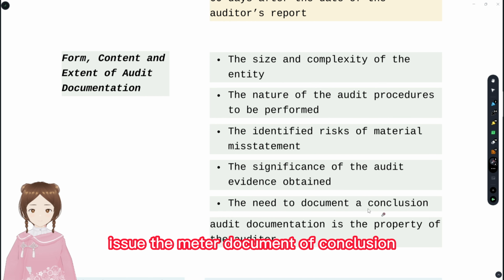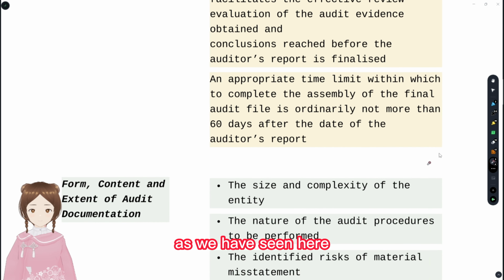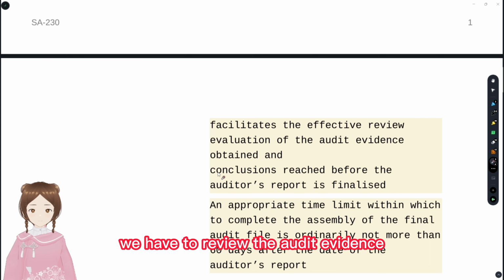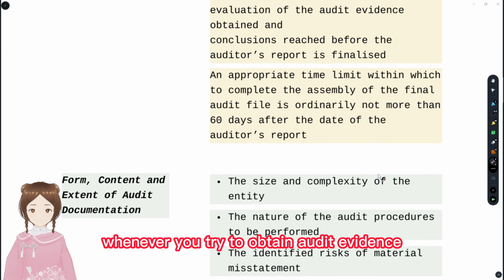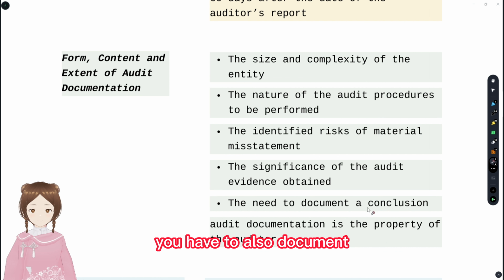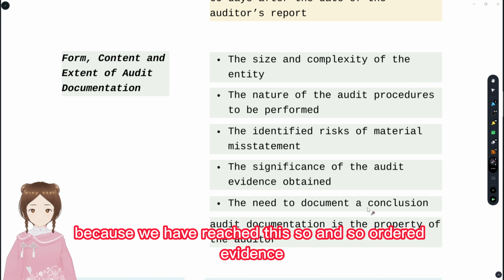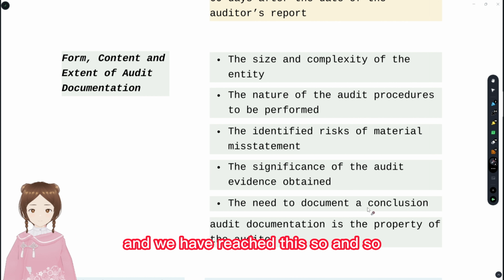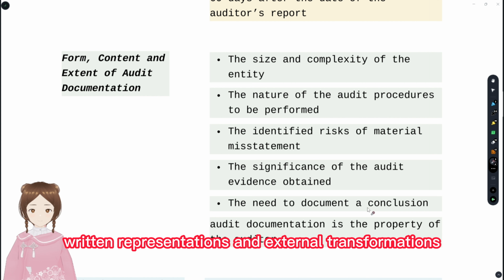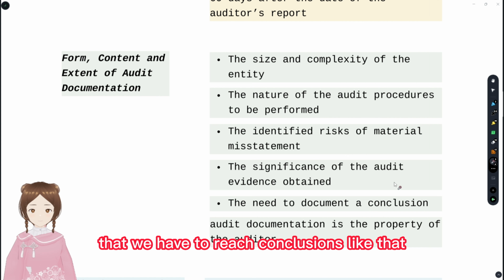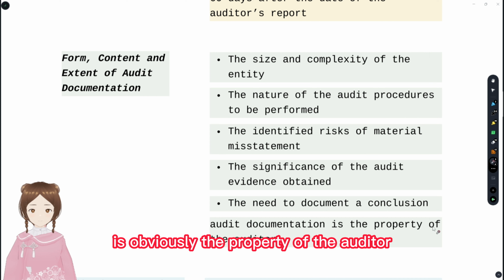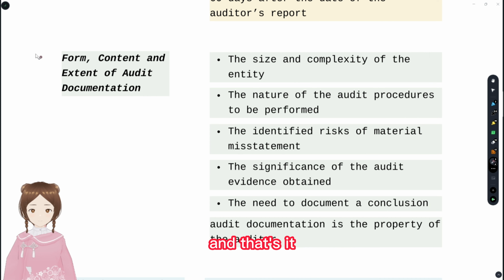The need to document a conclusion. As we have seen here, we have to review the audit evidence and then obtain conclusions. Whenever you obtain audit evidence, you also have to document how you have reached the conclusion. It's like a flow chart: we have reached this conclusion because of such and such audit evidence, written representations, and external confirmations. We have to reach conclusions like that for future audits' reference. And the audit documentation is obviously the property of the auditor, and that's it.